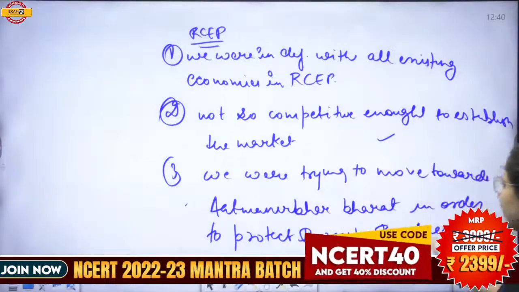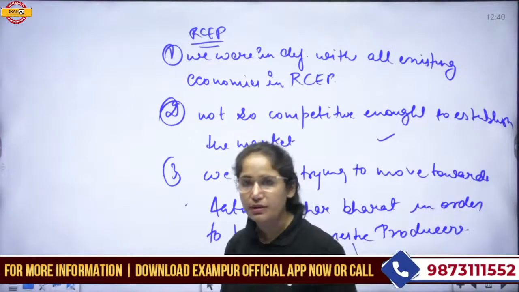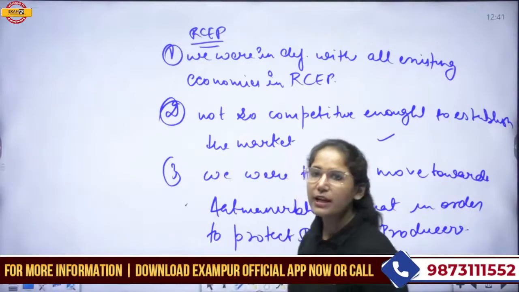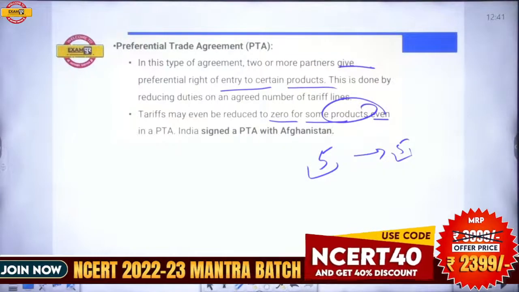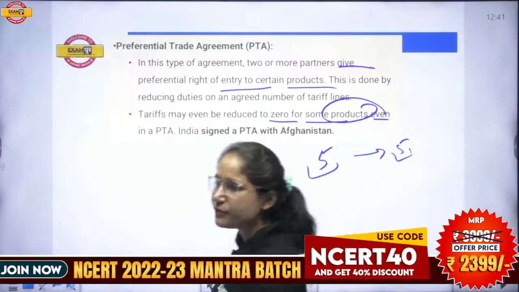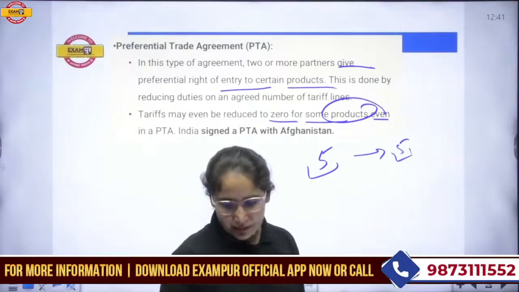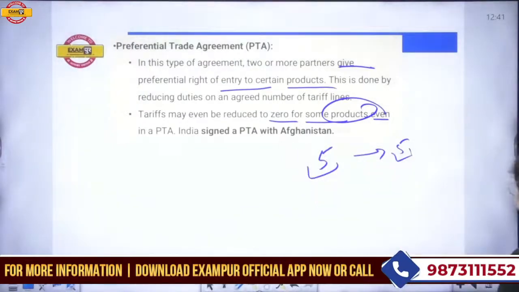So we were trying to move towards the Atmanirbhar Bharat to protect our domestic producer, to provide the stimulus basis for our domestic producer, so that economic activities could go good. And preferential trade agreement, this is about the goods and services, which is making favorable provisions for each other, which can benefit both the countries in their own behalf.